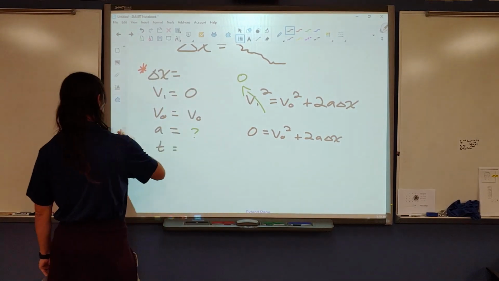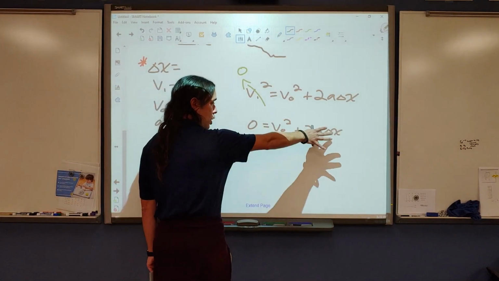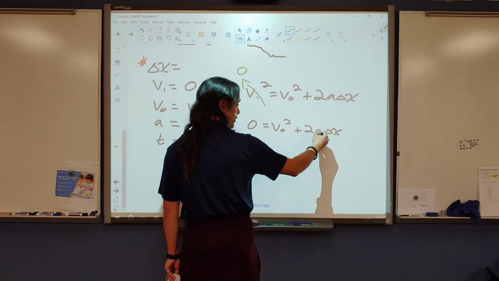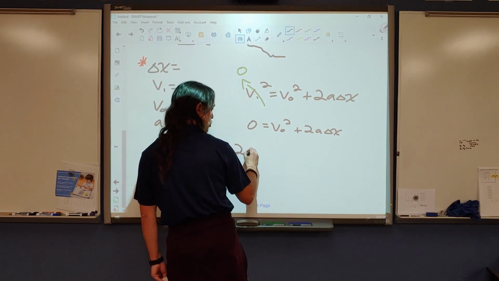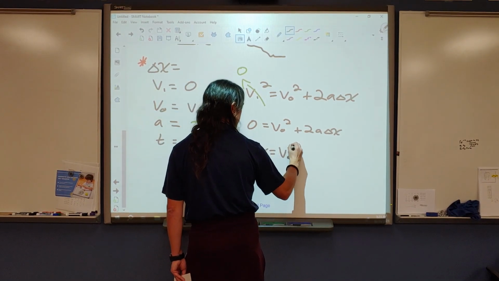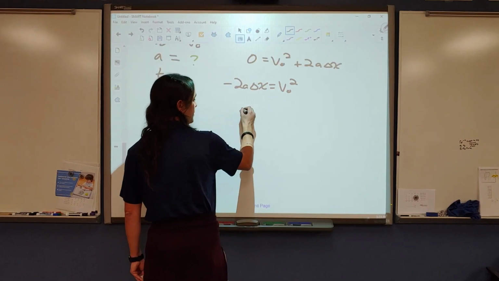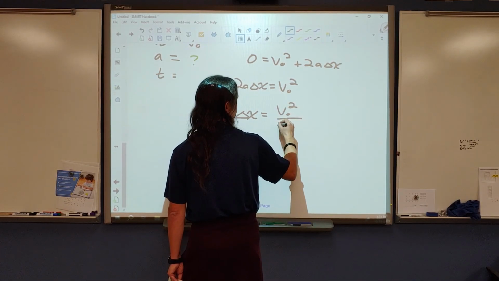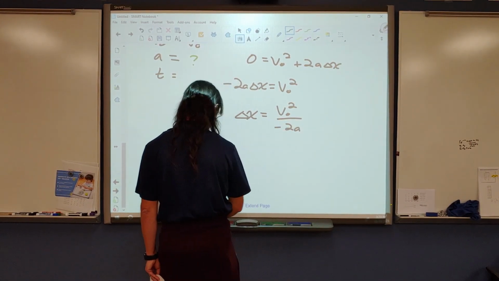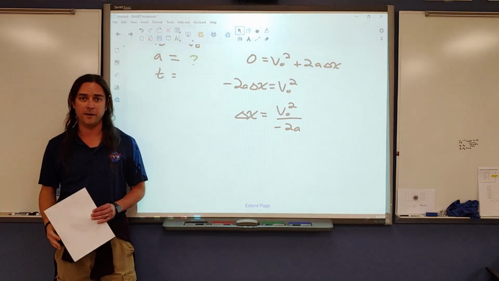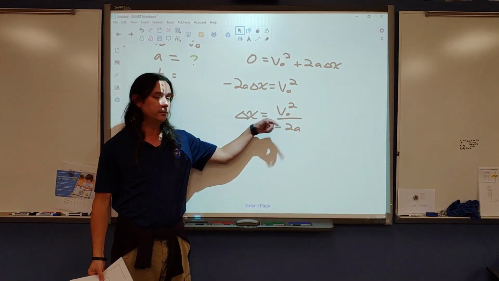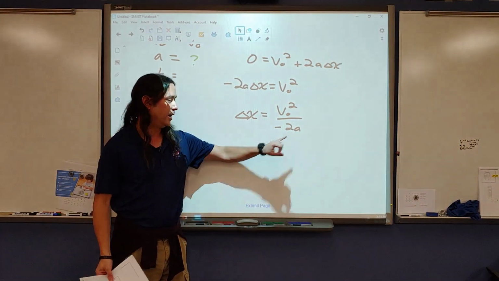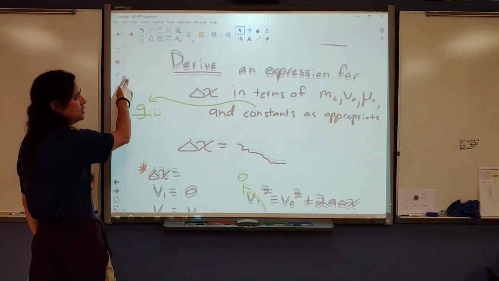My goal is to get delta x equals some stuff. So I've got delta x here. I'm going to get it on the side by itself and then solve. So I'm going to subtract over: negative 2a delta x is therefore equal to v naught squared. And to get delta x by itself, I would divide both sides by negative 2a. V naught squared over negative 2a. Okay, I have delta x equals some stuff. Am I allowed to answer in terms of v naught? Yes, I am. Am I allowed to answer in terms of negative 2? Yes, because that's math. Am I allowed to answer in terms of a, the acceleration?